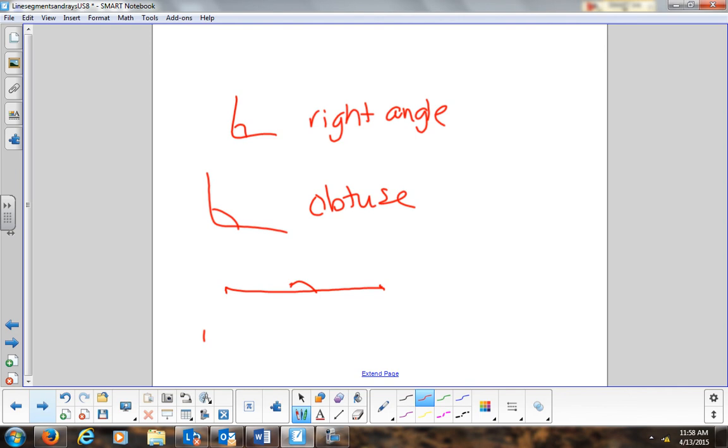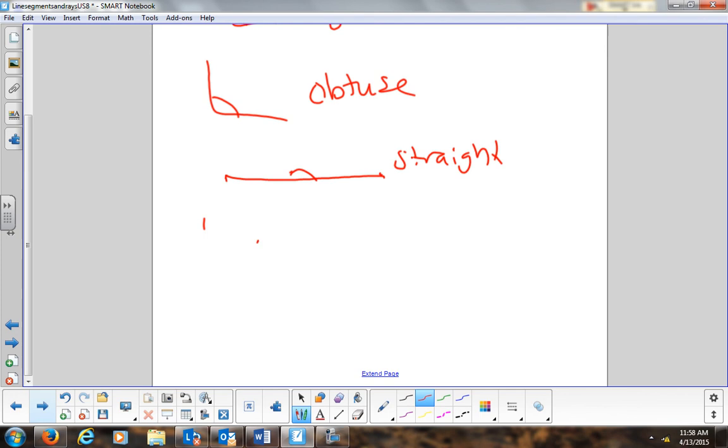Okay, so that's a straight angle. And what about this one? Acute angle. Okay, and then we're going to use our whiteboards in a minute to actually go through. In fact, go ahead and get your whiteboards now.